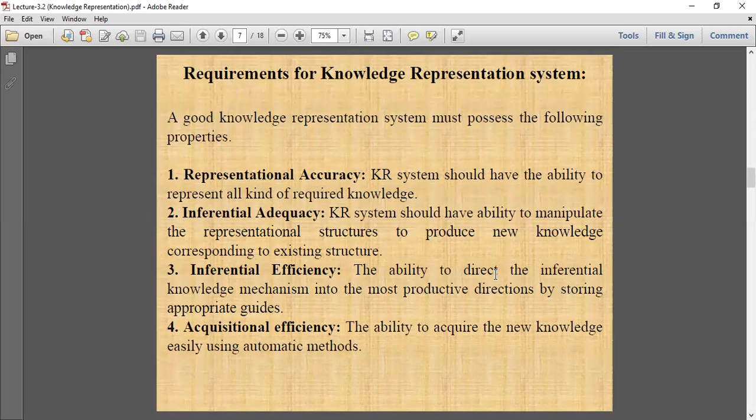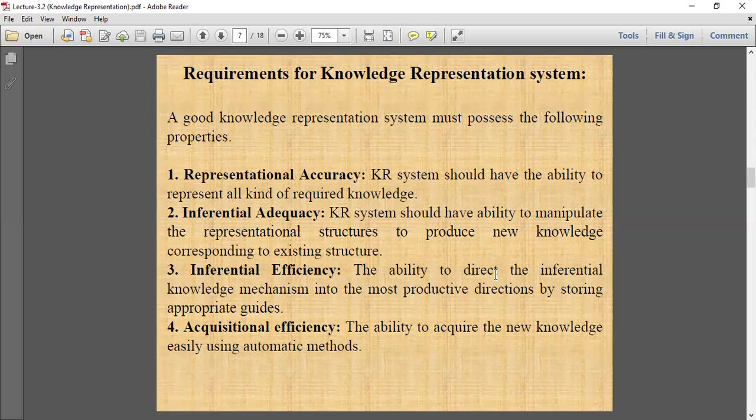So there are requirements for a knowledge representation system. A good knowledge representation system must possess the following properties. First is representational accuracy. A knowledge representation system should have the ability to represent all kinds of required knowledge.